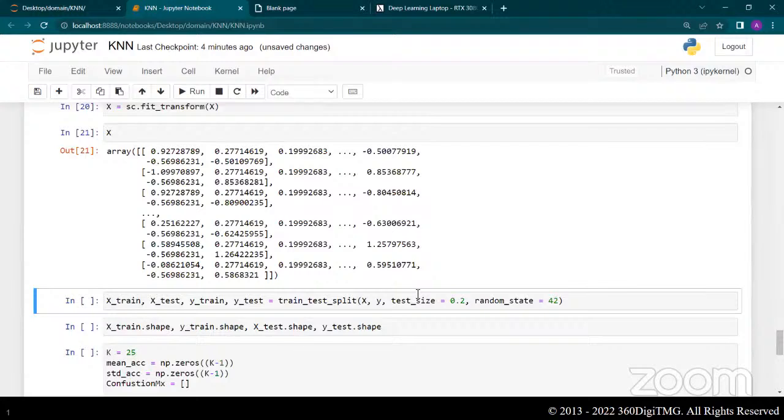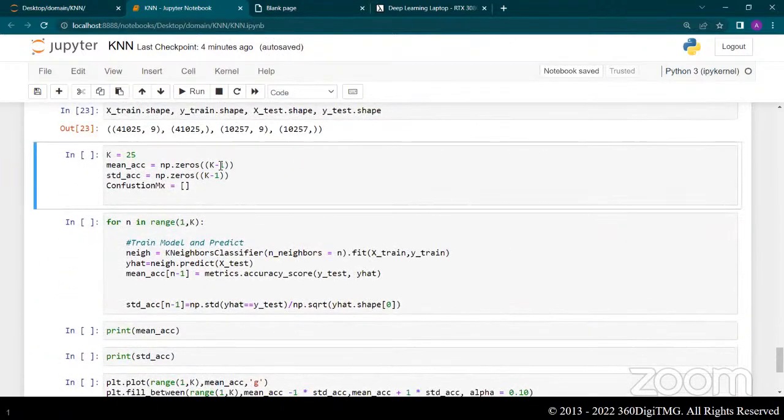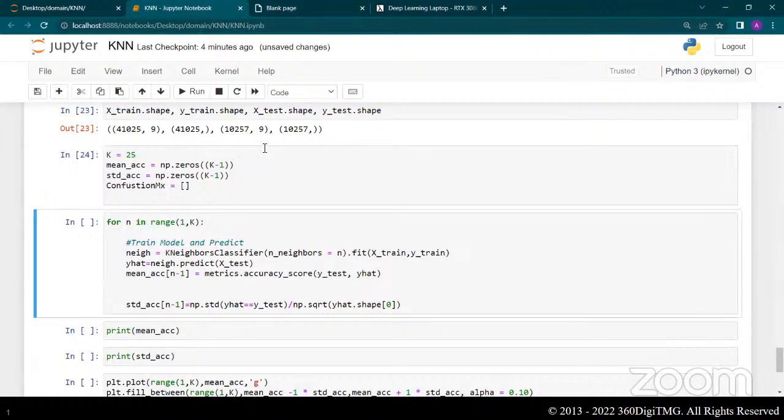Then it is supervised learning. So what we do in supervised learning is the train-test split. We split the data between testing data and train data. Okay, we take the shape just to verify the shapes match up. We define K as 25. We are saying 25 Ks. Okay, you can obviously take less.